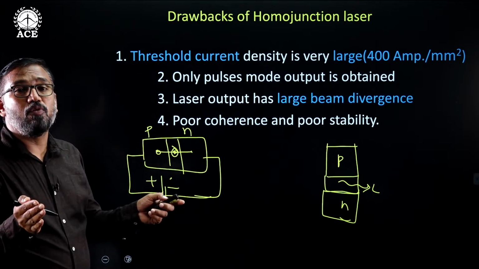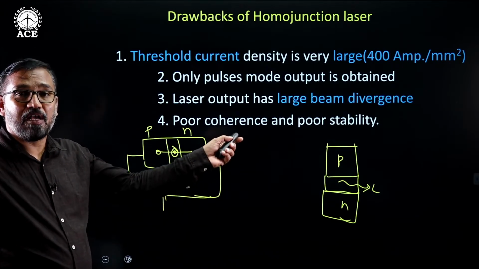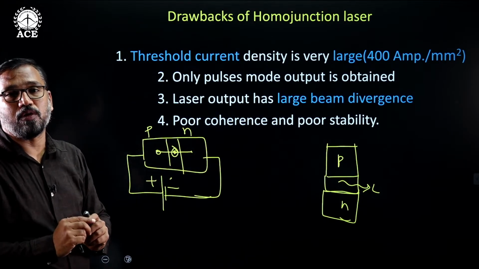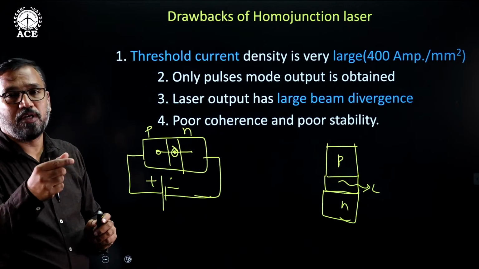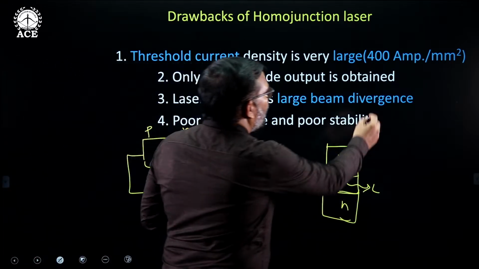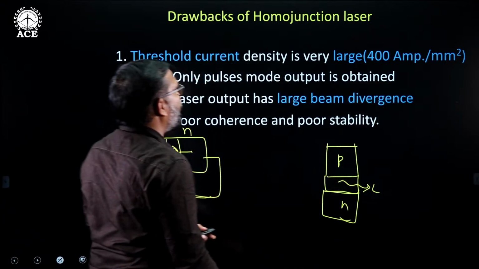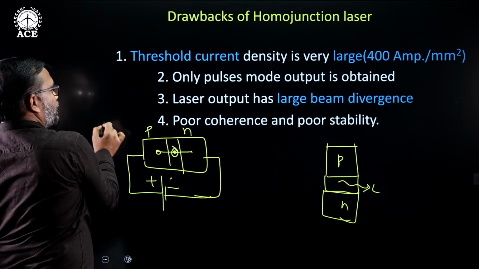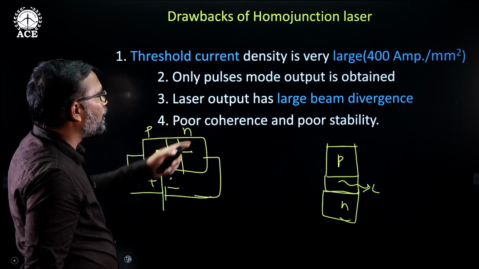Why? We need more threshold current density, so more recombination is required, and more current has to flow through the diode. That is the main drawback. The threshold current density is about 400 ampere per millimeter square. Okay, so I'm going to draw the threshold current density.